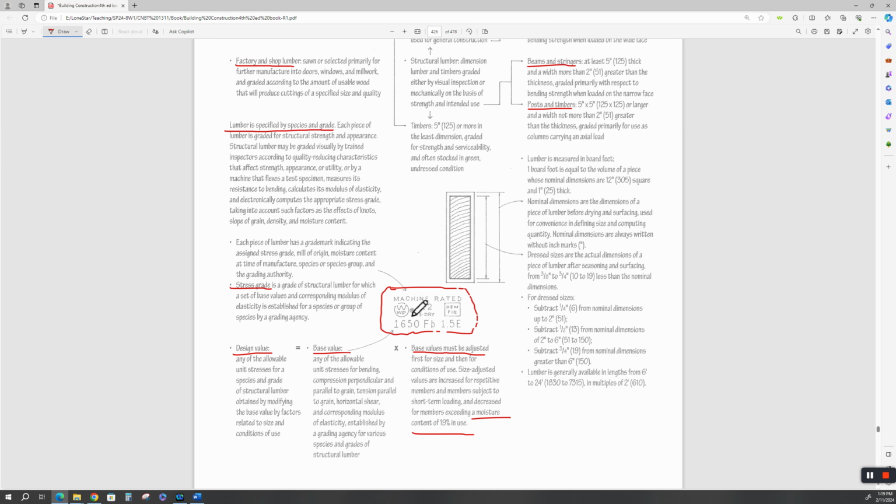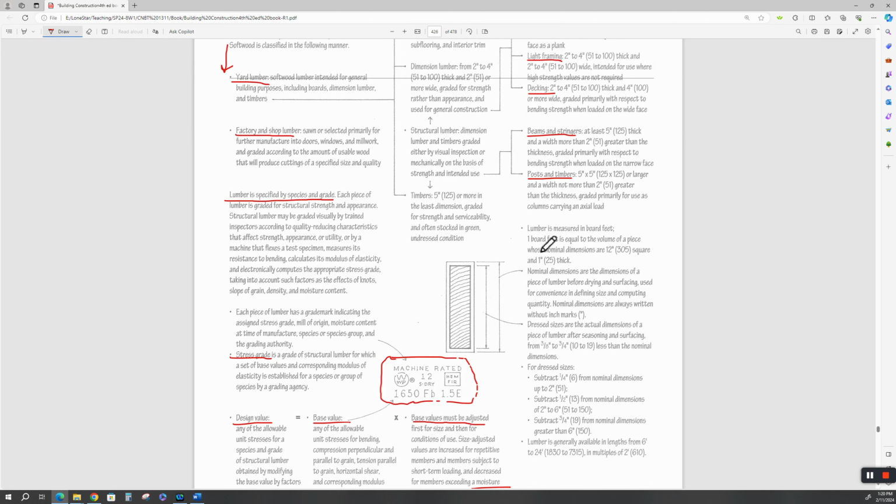So this says it's machine rated, and it's hem-fir, all right? And it's dry, so there's the moisture content.